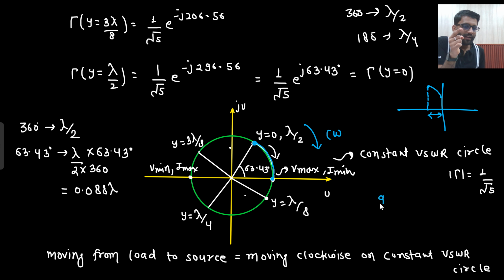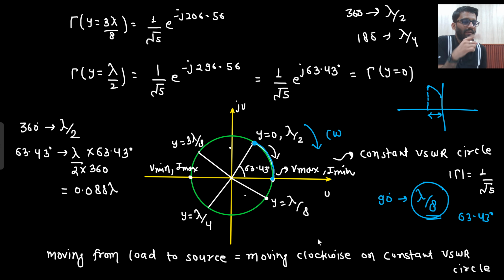If you walk for 90 degrees, that means you need to walk for lambda by 8. But how much angle am I walking? I am walking 63.43 degrees. So certainly this distance will be less than lambda by 8. And if this distance is lambda by 8, that means it will start above the midpoint. Are you getting this point?